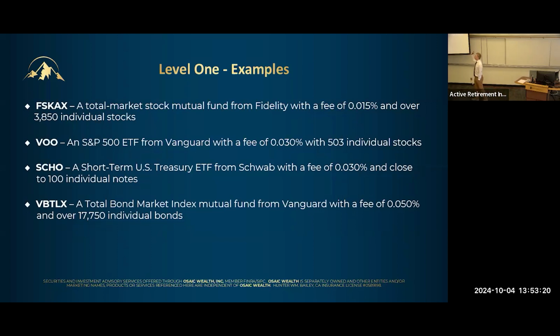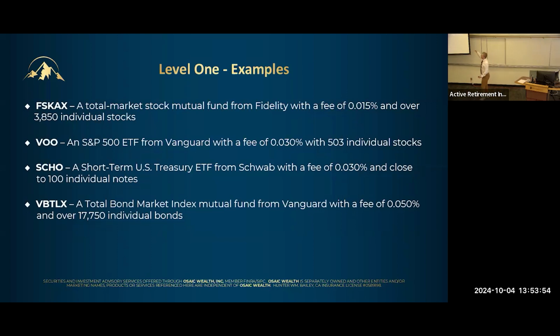Another one that we've got is a total bond market index fund from Vanguard, which has a fee of 5 basis points and over 17,750 individual bonds. So we're not too worried that any individual bond is going to go up in flames. However, one thing to understand about total bond market index funds is that because you're in all the bonds, you're in all the different lengths of maturity. You're going to have those short-term bonds, but also those 10, 20, and 30-year bonds stretching out your duration risk. So you're going to be a little bit susceptible to interest rate risk.